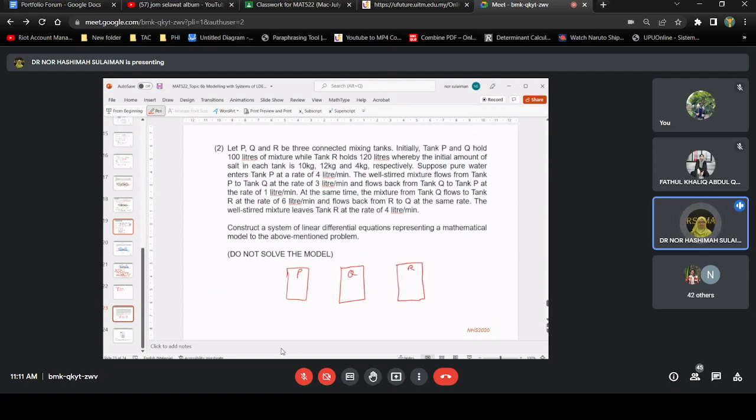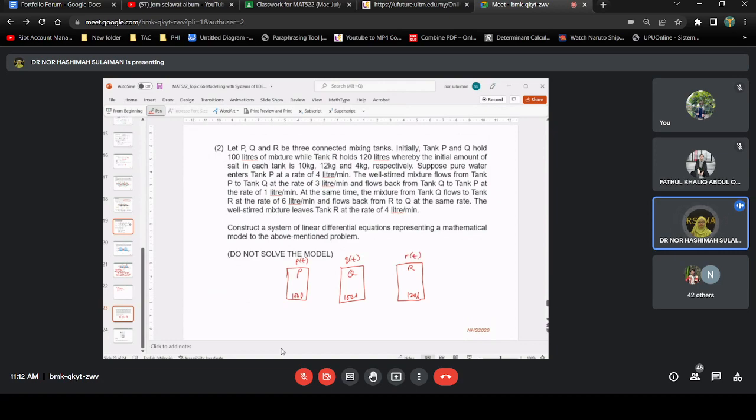Okay, it says initially tank P and Q hold 100 liters of mixture. This is 100 liters. And then tank R, 120. Like that. Okay, the initial amount of salt in each tank is given. So we define first, we call it P of t, Q of t, R of t.